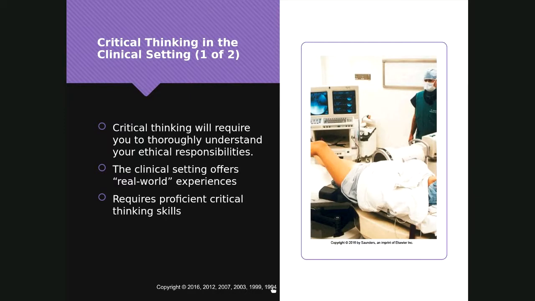Clinical setting does offer real world experience. These are real patients with real diseases, real issues, real pain, real nausea, real vomiting, real blood, all of that stuff. So you definitely get immersed in a real world experience, and it requires proficient critical thinking skills. Just know that understanding why we do something is key in you making a future decision when the situation is not routine.